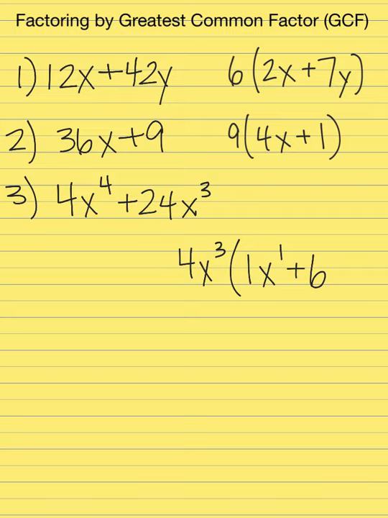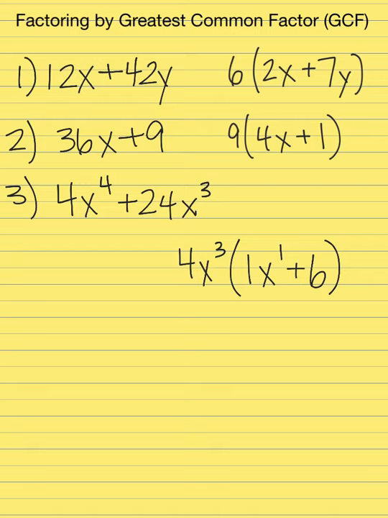We already have x to the third. We pulled it out for our greatest common factor. So our final answer would be 4x to the third times 1x to the first. You can drop off the 1s, plus 6.